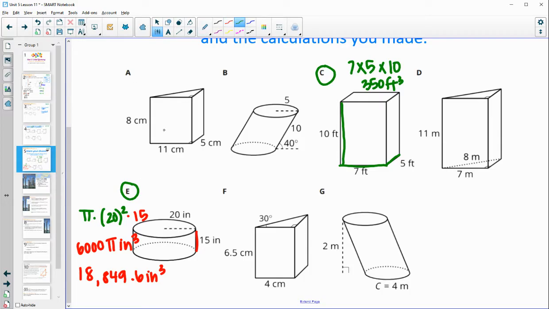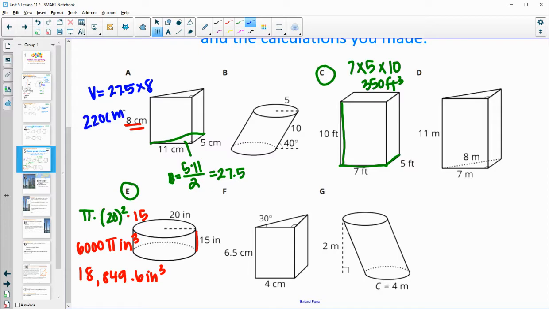Maybe you felt like A was going to be kind of easy because you have a triangle base, and you had the base and the height of it. So figuring out the area of the triangle, you were just going to do 5 times 11 divided by 2, for the area of that base. So 55 divided by 2, and you're getting 27.5 for the base area. Then for your volume, you just need to multiply by the height. So volume equals 27.5 times 8, and that felt pretty simple to calculate.